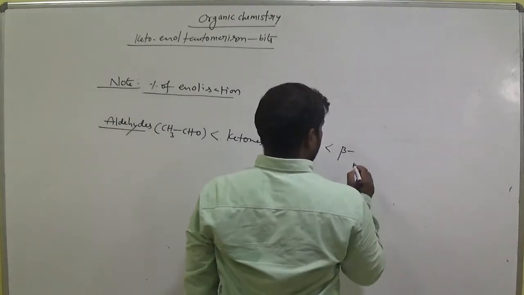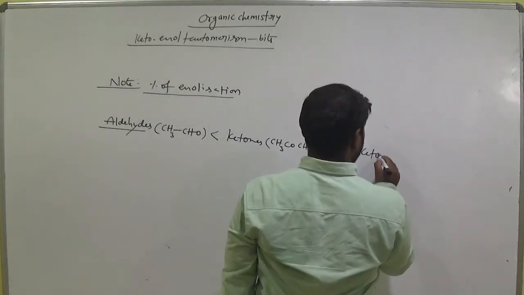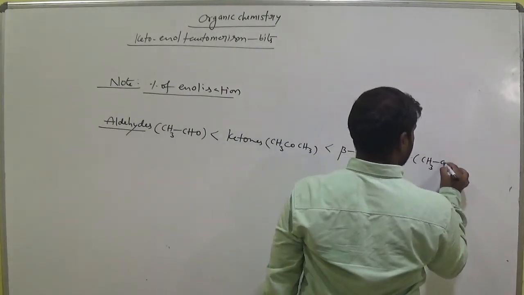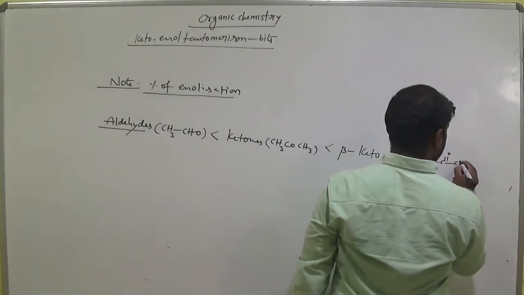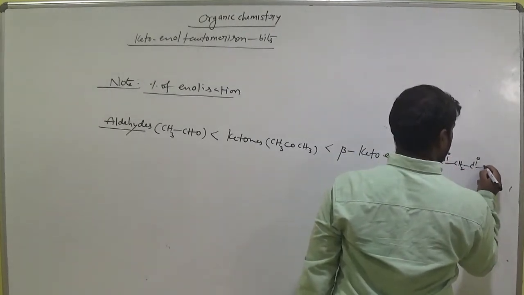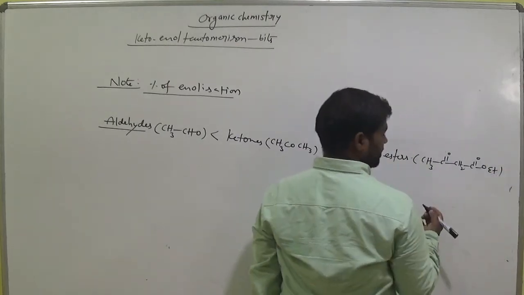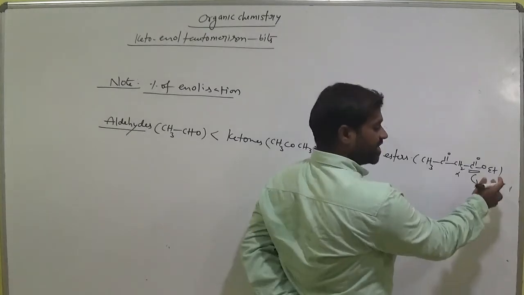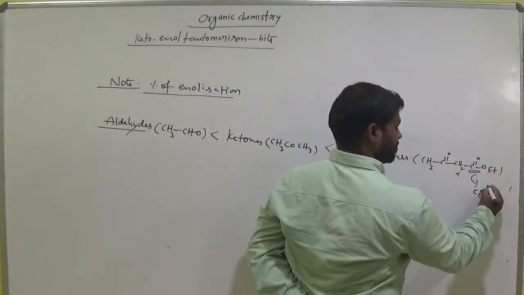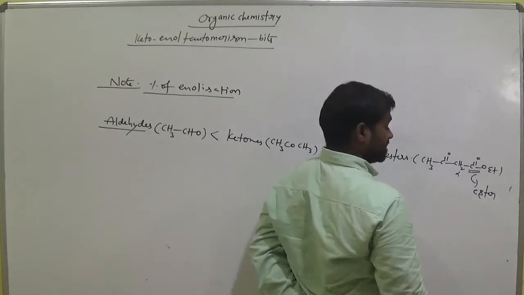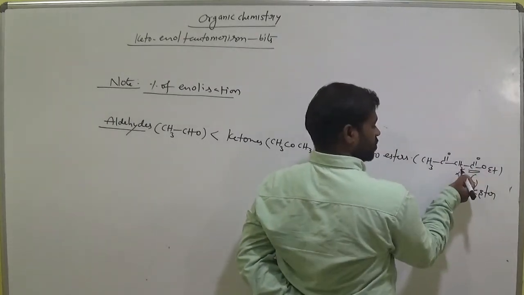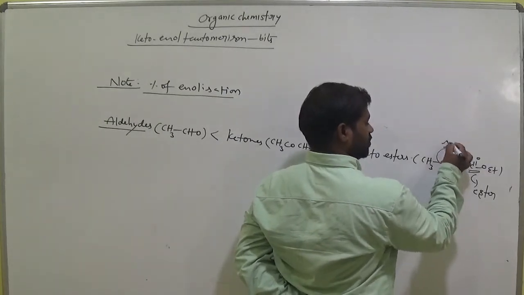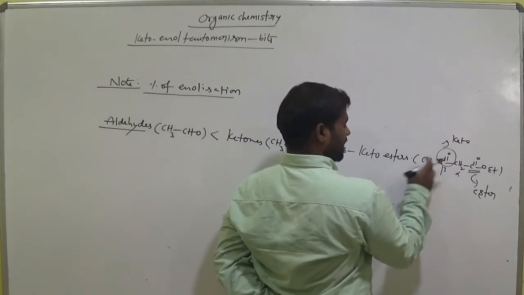And beta keto esters are the next priority. Beta keto esters means CH3, C double bond O, CH2, C double bond O, OEt. Et means ethyl. This is the alpha carbon, and this is the ester functional group. Once see the functional group table, students. This is the ester, the main functional group. This is the alpha carbon, this is beta. On the beta carbon, what is the group? Keto group. So it is called beta keto ester.